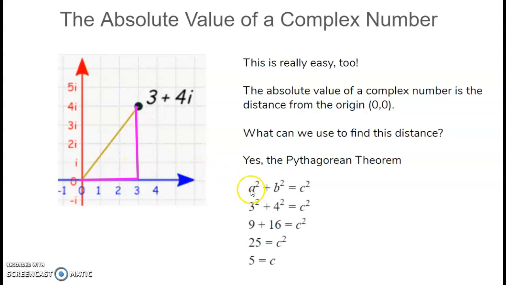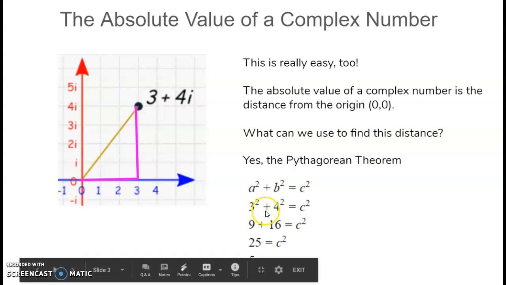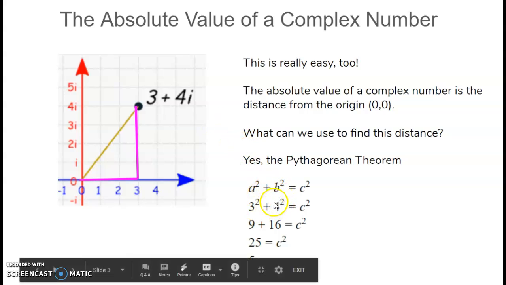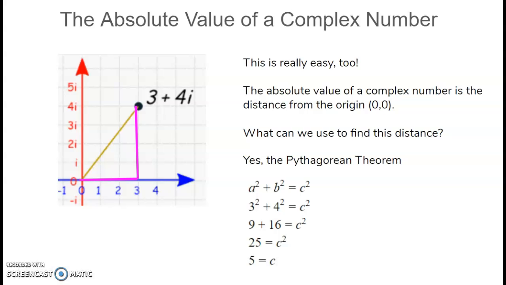So we plug that information in. We plug in the 3 for A and 4 for B. Notice that I am not plugging in 4i. I'm only plugging in the coefficient, or the number in front of the i, so the 4 only. 9 plus 16 is 25. Then I square root that, and the square root of 25 is 5.